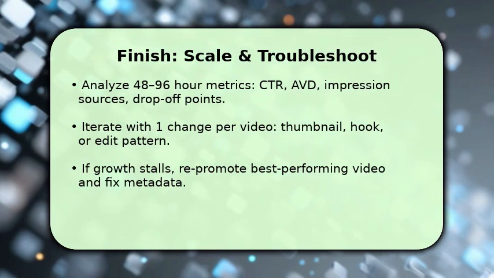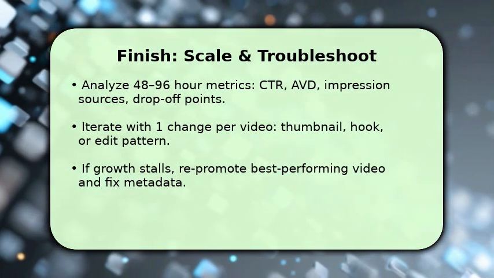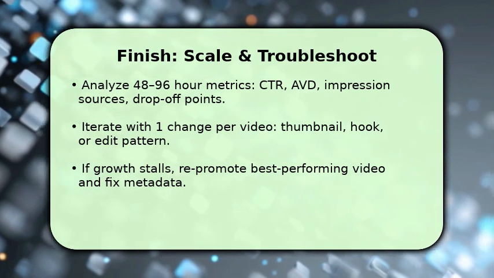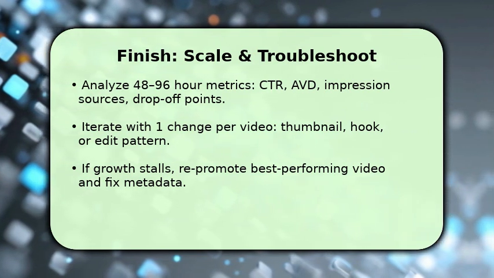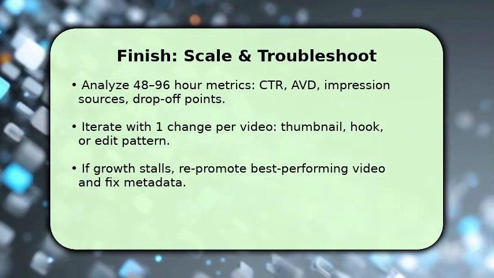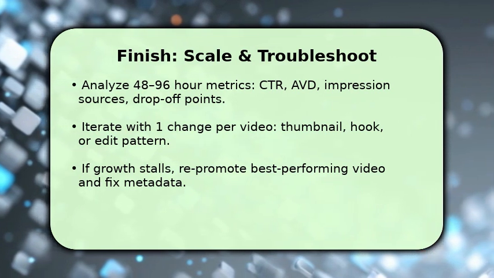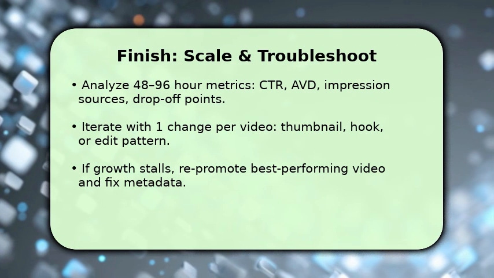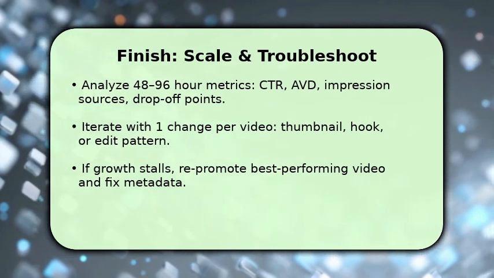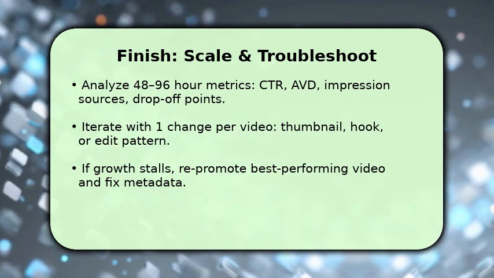To finish and scale, read the 48-96-hour metrics like CTR, average view duration, impression sources, and precise drop-off points. Those numbers tell you what to change. Once you identify the single strongest lever, iterate with one change per subsequent video. Swap the thumbnail, tighten the hook, or change editing rhythm so you measure impact.